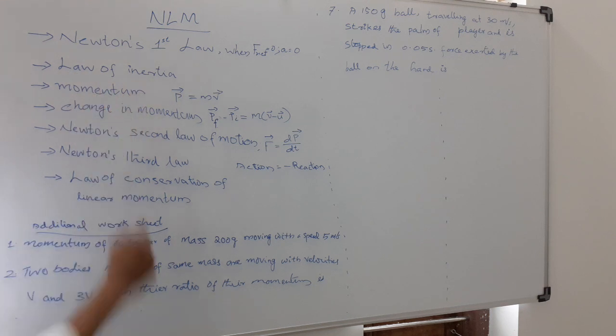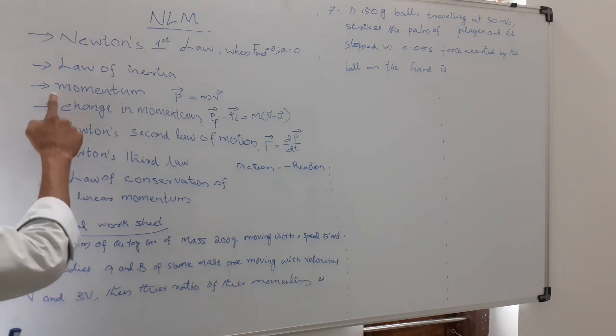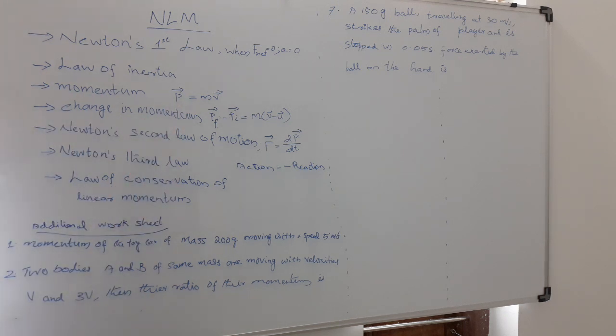Now, the law of inertia: the inability of a body to change its state of motion by its own is called the law of inertia. There we have learned inertia of rest, inertia of motion, and inertia of direction. Then momentum P is equal to mv. The product of mass and velocity is nothing but momentum. Momentum is a vector quantity, and momentum is the quantity of motion.